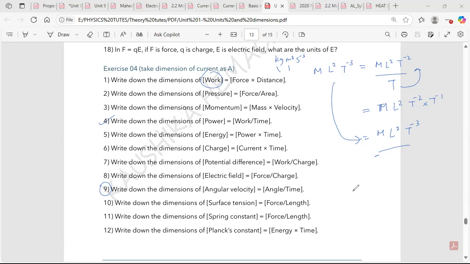So angle is radians, right? Radians over seconds, right? So it's radians per second. But radians does not have a dimension. So there's nothing you can put for its dimension. Seconds is t minus 1. So dimensions of angular velocity is t minus 1. It's actually dimension is t minus 1. There's no radian in the dimensions for angular velocity, just as there are no dimensions for angle.